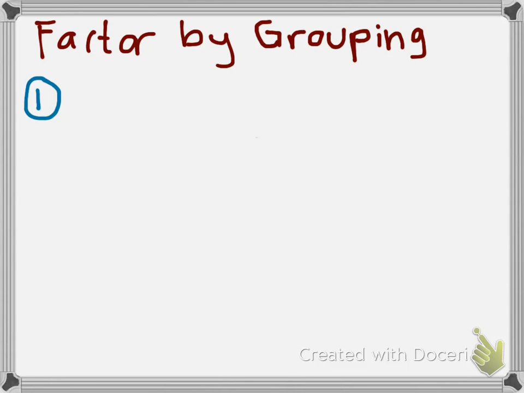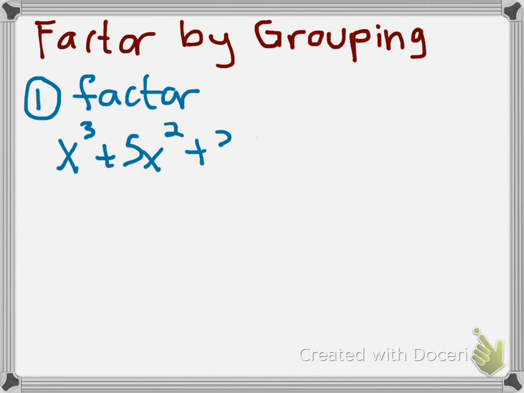What if I were to give you an example that said factor, and the polynomial we have is x cubed plus 5x squared plus 3x plus 15. Now what we learned before was always to talk about greatest common factors. Is there a greatest common factor that we can factor out? That's always a good place to start.